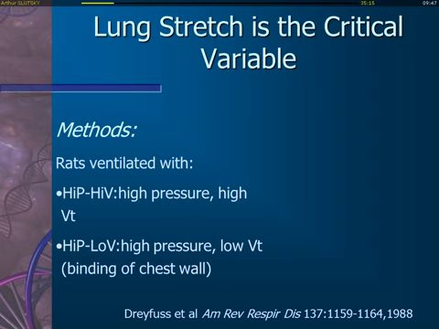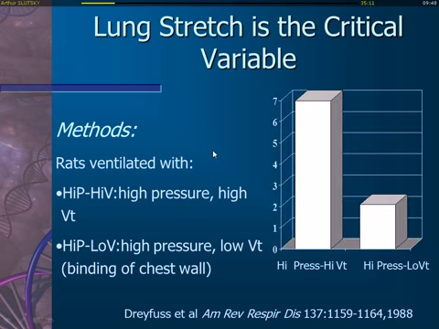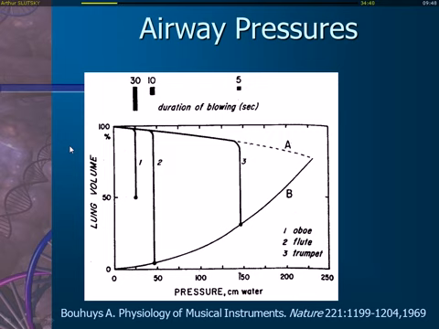And what they found, they ventilated for a couple of hours, and then they looked at wet to dry weight ratio. They found that the high tidal volume group had a quite dramatic increase in wet to dry weight ratio, and the low tidal volume group with the bands around the chest wall had no increase. So they coined the term volutrauma to explain this injury, that the lung is being overdistended. This is not surprising at all.